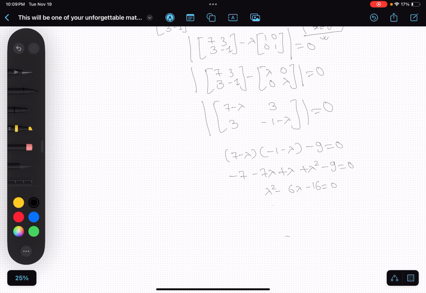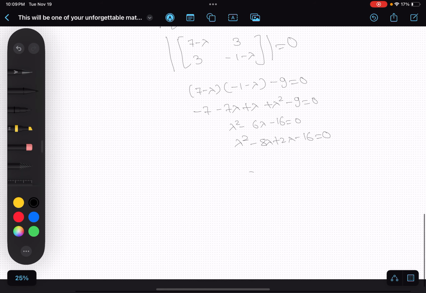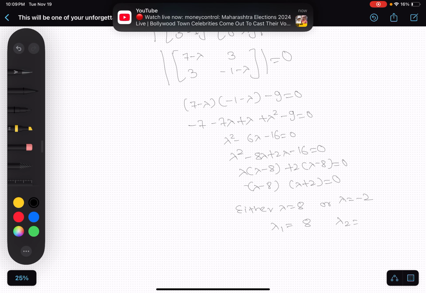You know how to factorize that, right? So this is lambda square minus 8 lambda plus 2 lambda minus 16. Guys, this is easy stuff, so I'm just doing it quickly. So the factor is like this: lambda times (lambda minus 8) plus 2 times (lambda minus 8) is equal to 0. If you take lambda minus 8 common, this will be (lambda minus 8)(lambda plus 2) is equal to 0. Now either lambda is equal to 8 or lambda is equal to minus 2. Basically one possible answer, lambda 1, is 8, and the other possible answer, lambda 2, is negative 2. Okay, we got this.